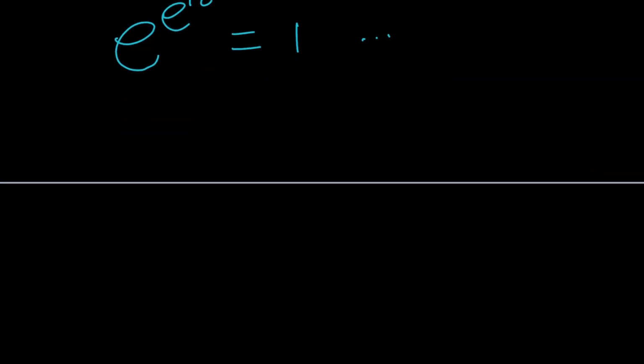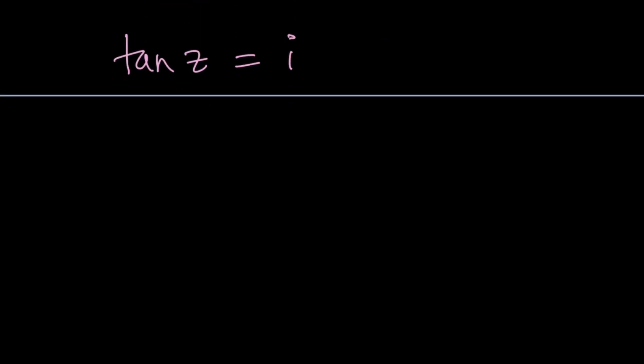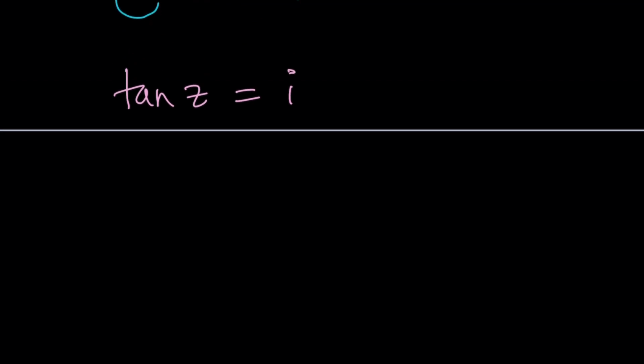Now, we started off with an equation, tangent z equals i, right? That was our original problem. Why didn't we end up with a solution? So let's go ahead and use basic trigonometry. Even though z is a complex number, let's just pretend everything is normal. And we can draw a right triangle. Let's go ahead and see what that looks like.